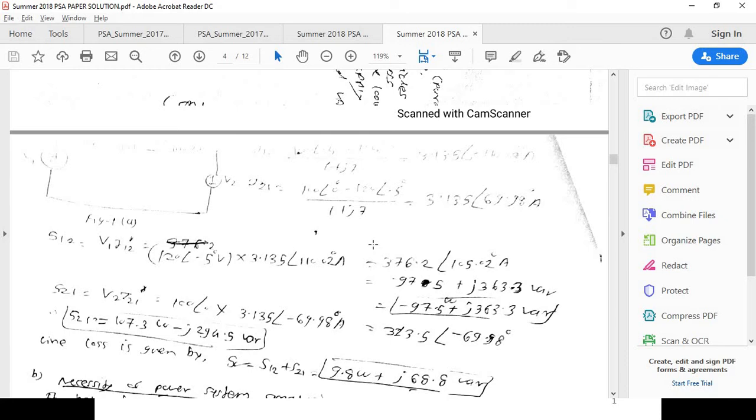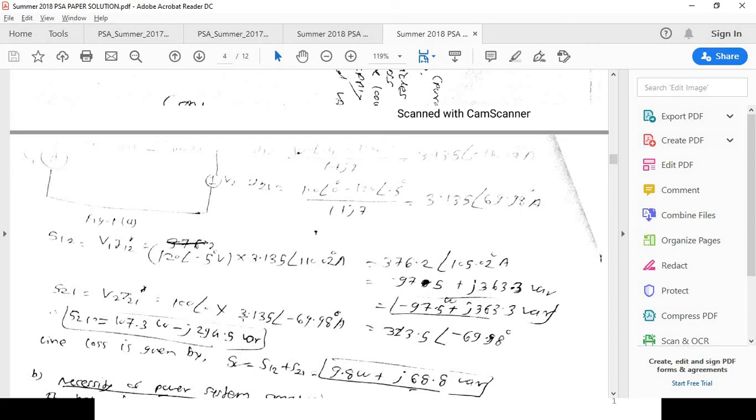Now, its complex conjugate is 3.135 at an angle of minus 69.98 degree ampere. Most of the students make the mistake while calculating the complex conjugate. Make sure that in this case you are going to change the sign. So it will be 313.5 at an angle of minus 69.90 degree. So ST1 is equal to 107.3 minus J240 294.5.